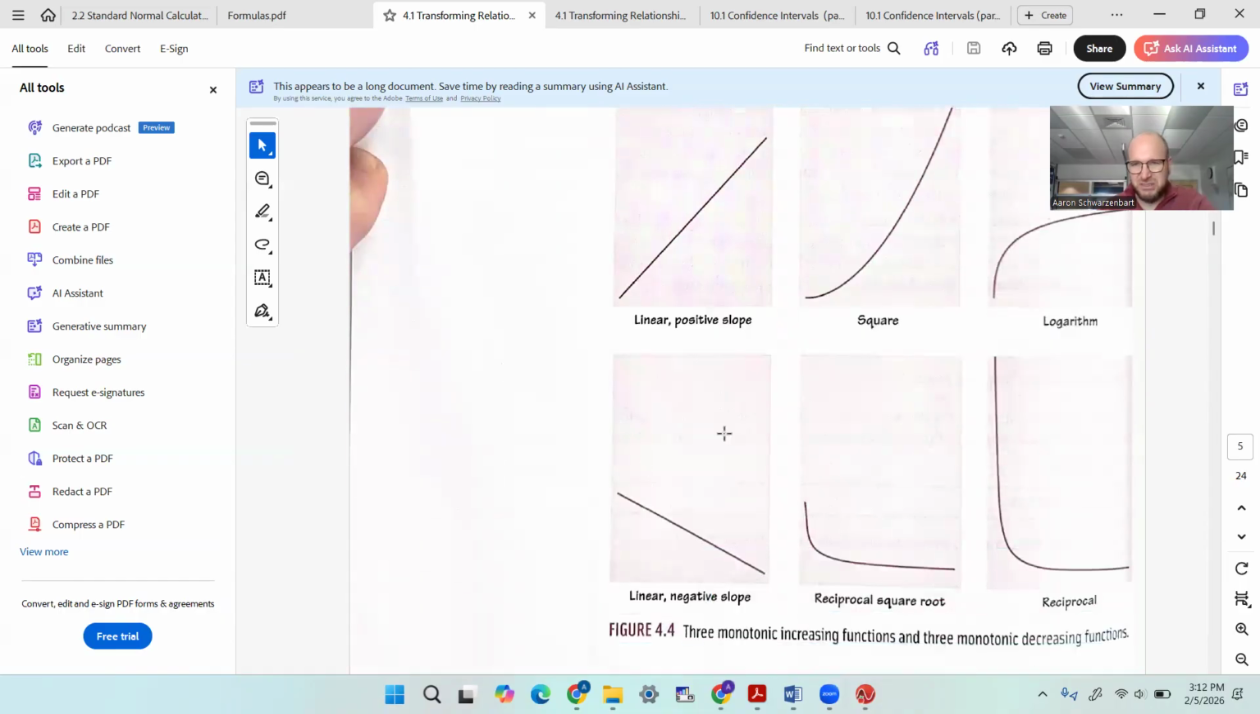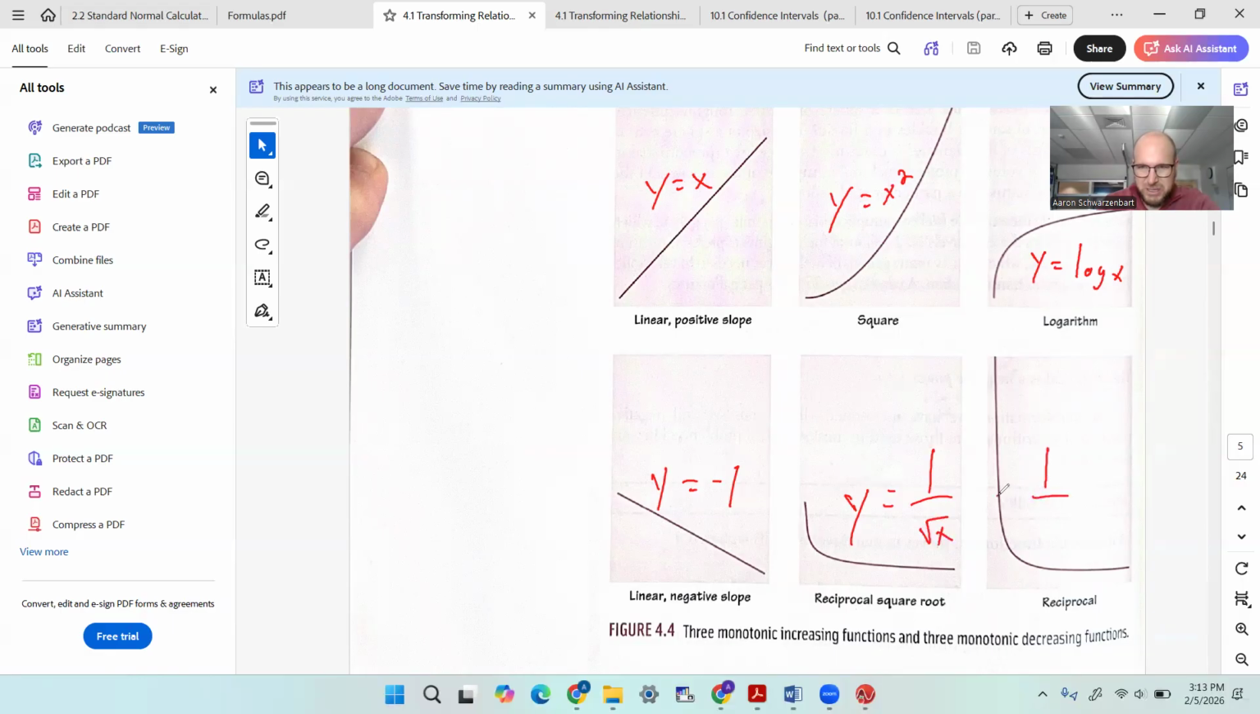And we've seen graphs that look kind of like this. This is essentially linear positive, y equals x. The square is y equals x squared. The logarithm is y equals log x. Y equals negative x. Y equals 1 over square root of x. And reciprocal, y equals 1 over x. The top ones are monotonic increasing. The bottom ones are monotonic decreasing. But all of these are headed in only one direction.